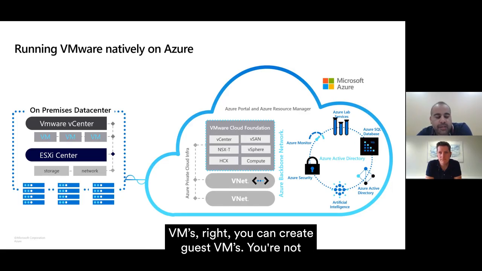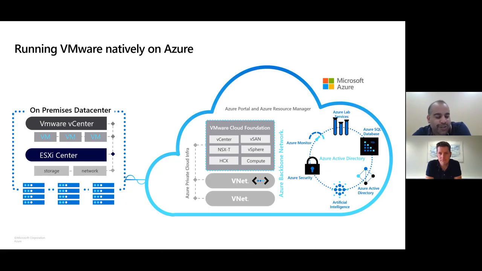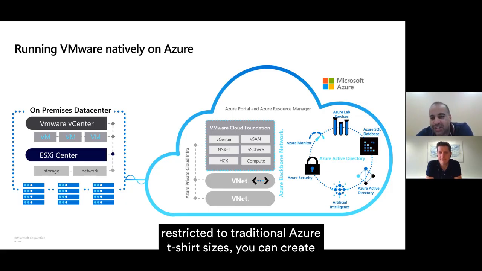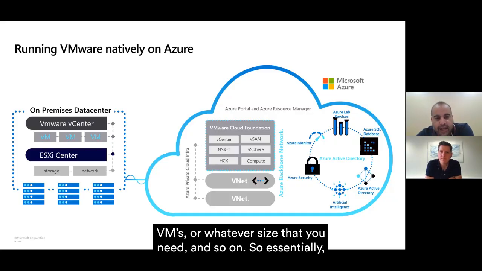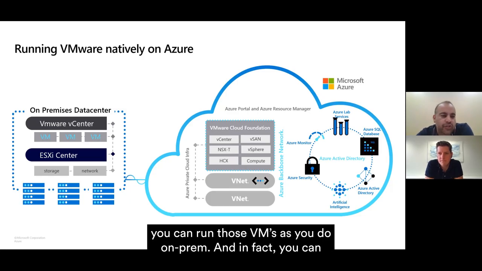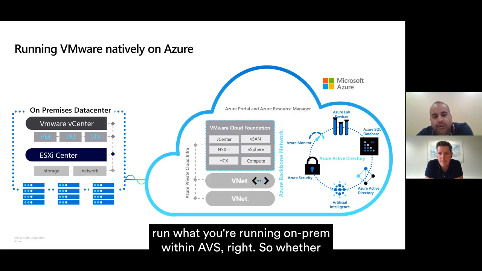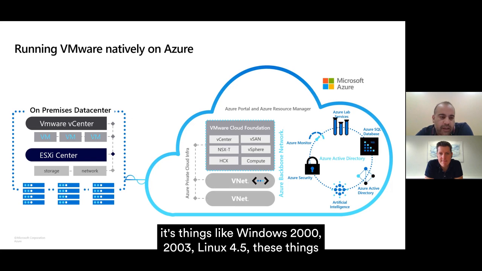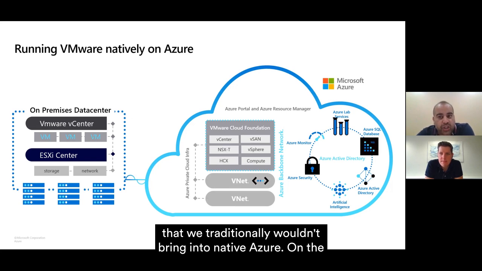You can create guest VMs. You're not restricted to traditional Azure t-shirt sizes. You can create VMs for whatever size that you need and so on. So essentially you can run those VMs as you do on-prem. And in fact, you can run what you're running on-prem within AVS, right? So whether it's things like Windows 2000, 2003, Linux 4.5, these things that we traditionally wouldn't bring into native Azure.